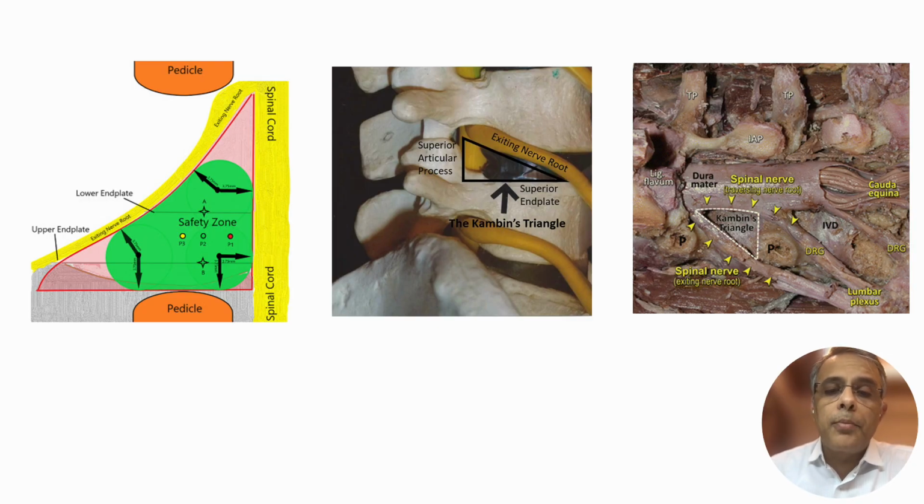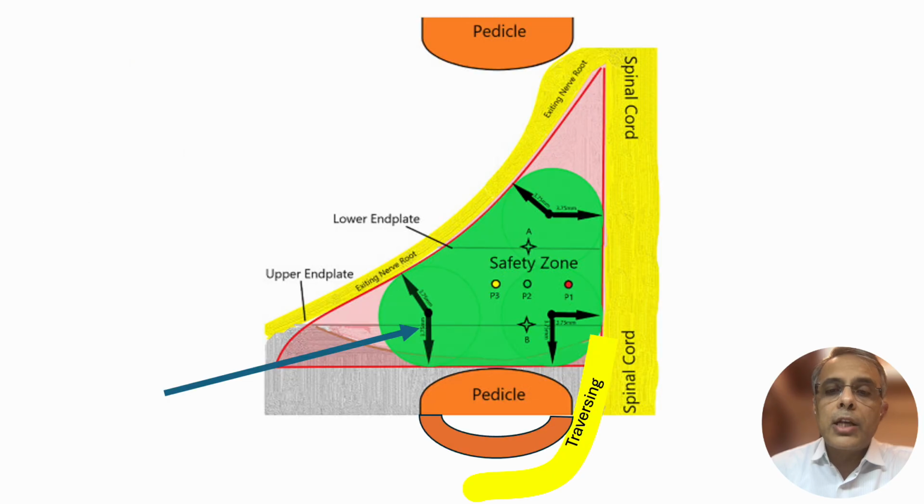Now, KLIF is performed through Kambin's triangle. Kambin's triangle is generally formed between the exiting nerve root and the traversing nerve root, bordered by the pedicle or the superior articular facet as it is available here. And this is the triangle through which you have to enter. If you see this image, this is the triangle which is formed, and the maximum diameter of Kambin's triangle has generally been found to be around 9.5 to 10 millimeters in a normal population. And as you go higher in the lumbar spine, the size of Kambin's triangle gradually reduces.